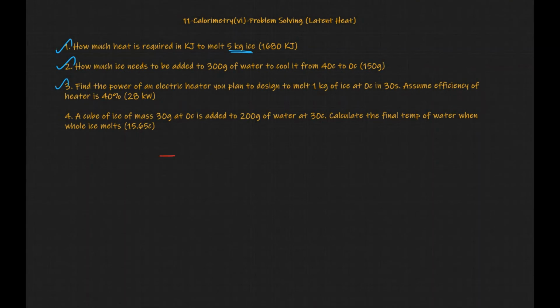Here ice cube of 30 grams is added. So let this be the ice cube. This is 30 gram. Is added to 200 grams of water at temperature equal to 30 degrees. This temperature would be equal to 0 degrees. So we need to find what will be the final temperature. So let the final temperature be T.